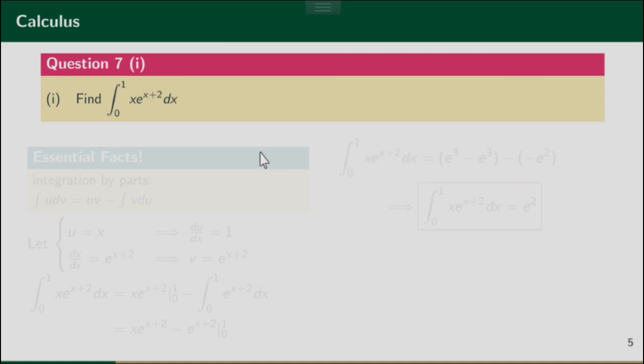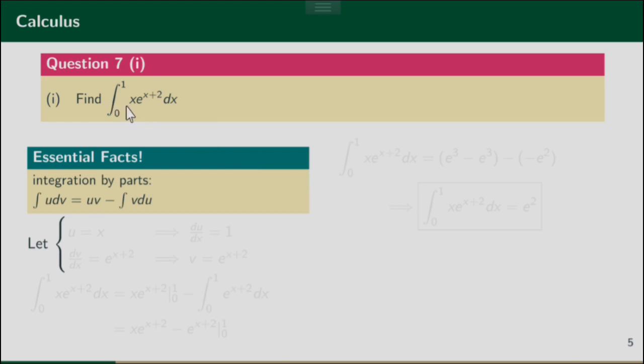Now, to begin with, let us look at some essential facts about the first part of the question. In this question, notice that x is not the derivative of e raised to the power x plus 2. So that means if I differentiate one of these functions, I cannot have the other function. So these are two functions where one is not the derivative of another. And when you are asked to integrate this type of functions, think of integration by parts. And integration by parts states that the integral of u dv is equal to uv minus the integral of v du.